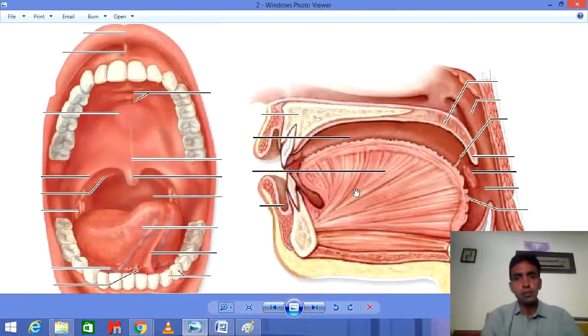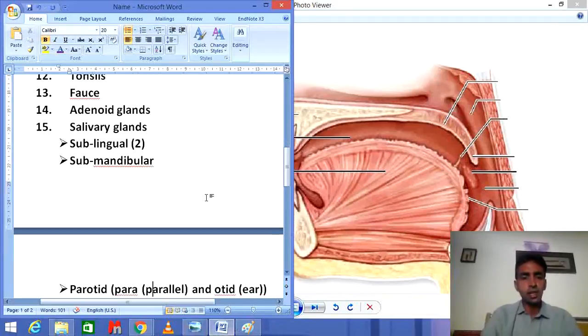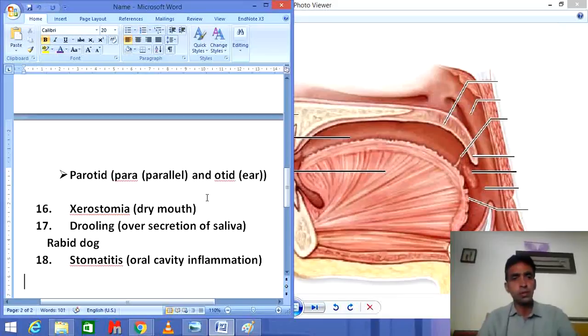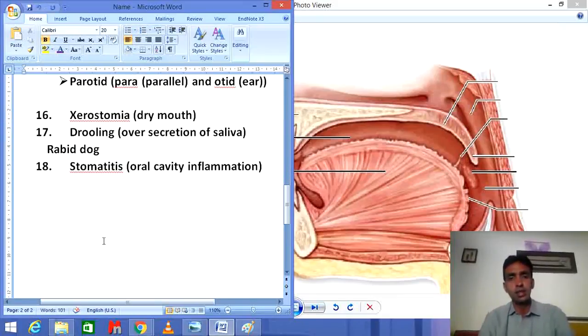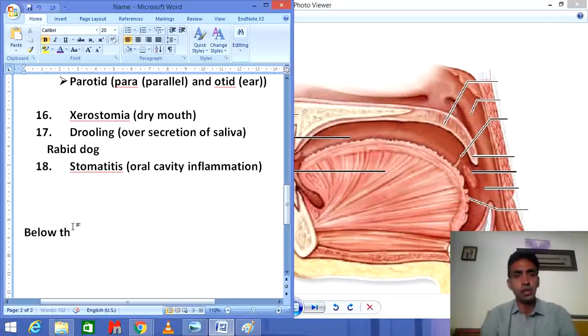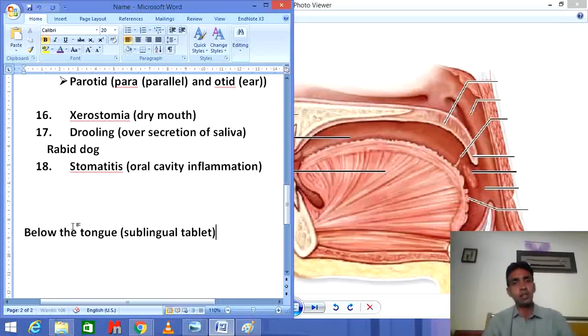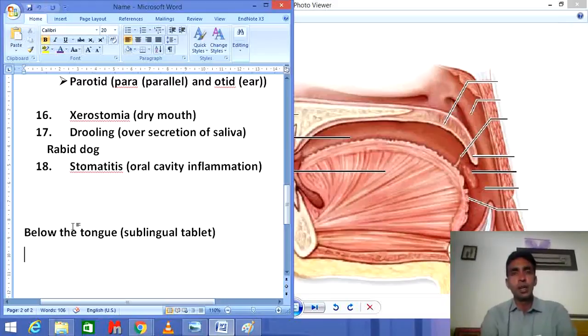Now coming toward the medicine: if you are going to put some medicine inside the oral cavity, you can apply the medicine below the tongue. If you put a tablet or pill below the tongue, that medicine is called a sublingual medicine or sublingual tablet. Those are sublingual tablets which are put below the tongue.